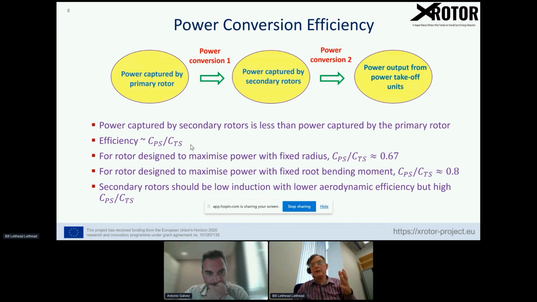That's based on conventionally designing a rotor to maximize the power for a fixed radius of the rotor. But you can take an alternative approach, which is to maximize power with a fixed root bending moment. The outcome is that the ratio is higher, going up to about 0.8. Of course, the thing that matters here is the thrust, which is a bit different from the bending moment, but it's related to it. So the key aspect of these designs with this high ratio of CP to CT is to have what we call low induction rotors. This points us in the direction of designing a low induction rotor specifically to maximize this ratio.